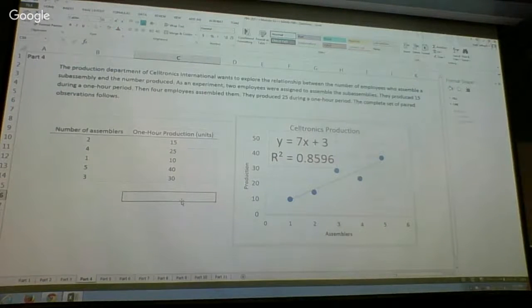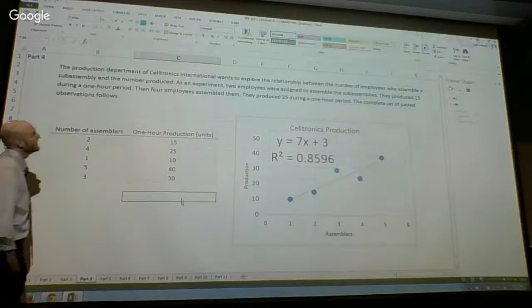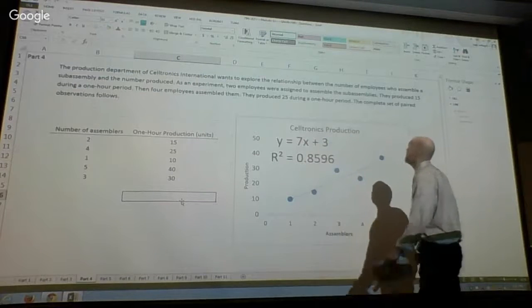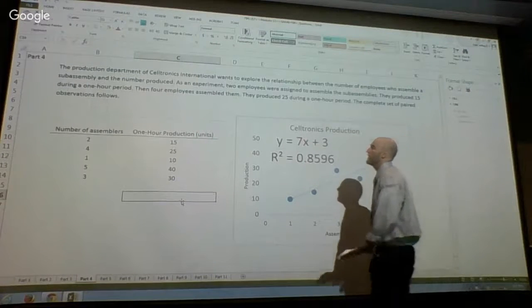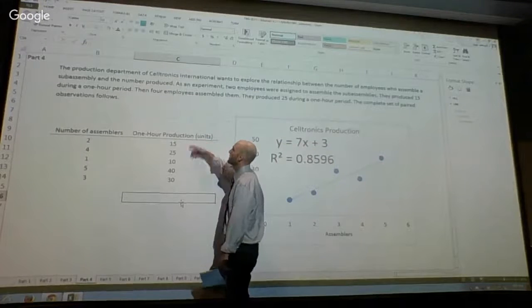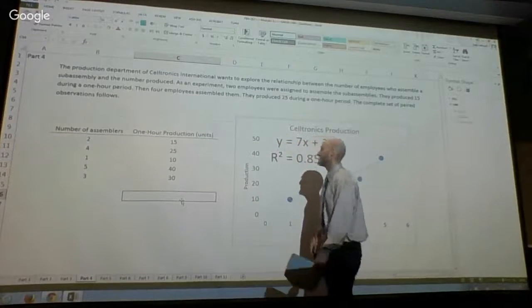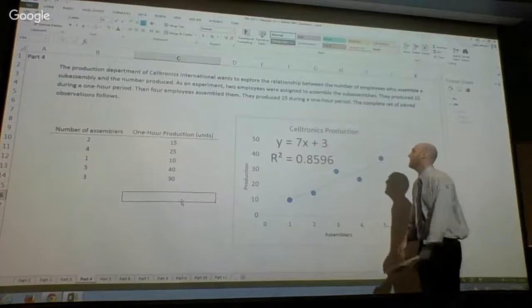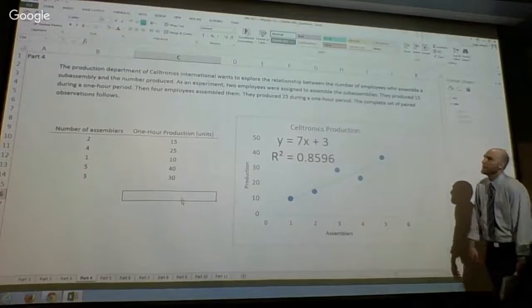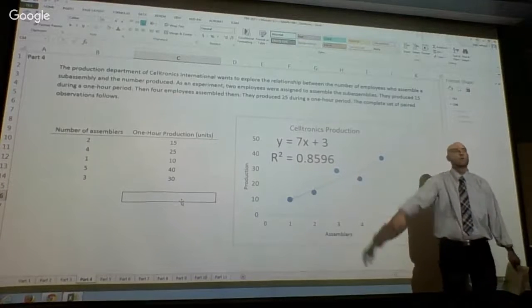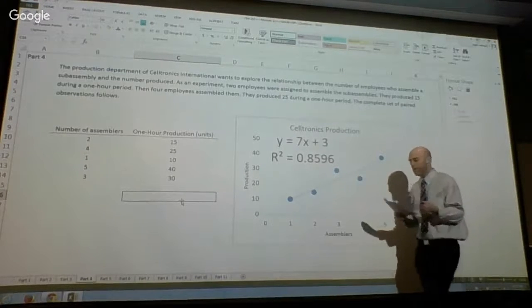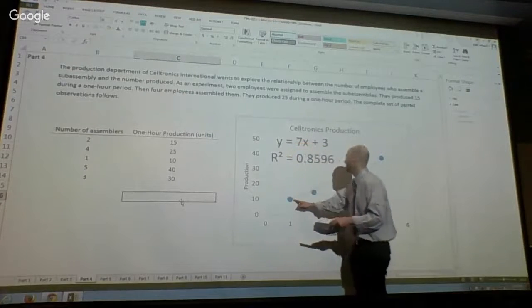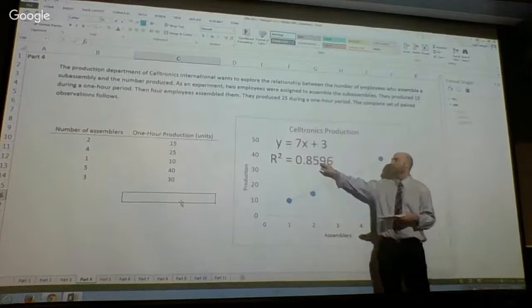Anyway, I'll read the second sentence of the question now. As an experiment, 2 employees were assigned to assemble the sub-assemblies. They produced 15 during a 1-hour period, represented by this experiment. Then 4 employees assembled them and made 25 widgets during a 1-hour period. Already said that. The complete set of paired observations follows below. X is the independent. Y is the dependent. It's a strong and positive correlation. That means positive. That means strong.